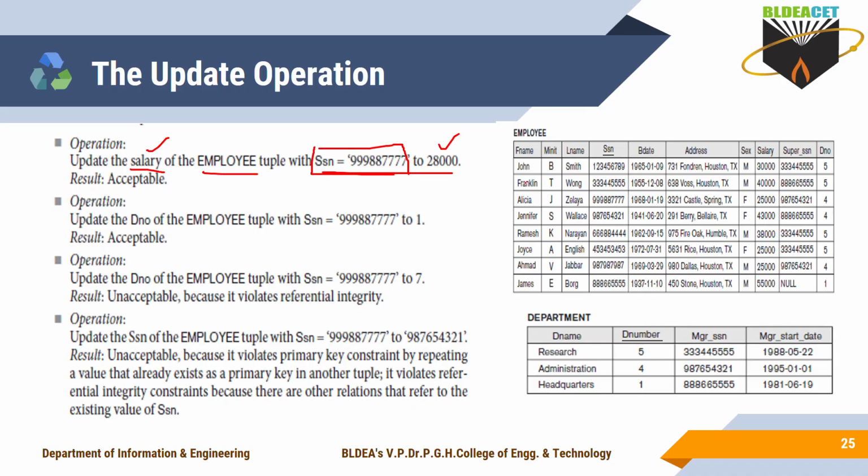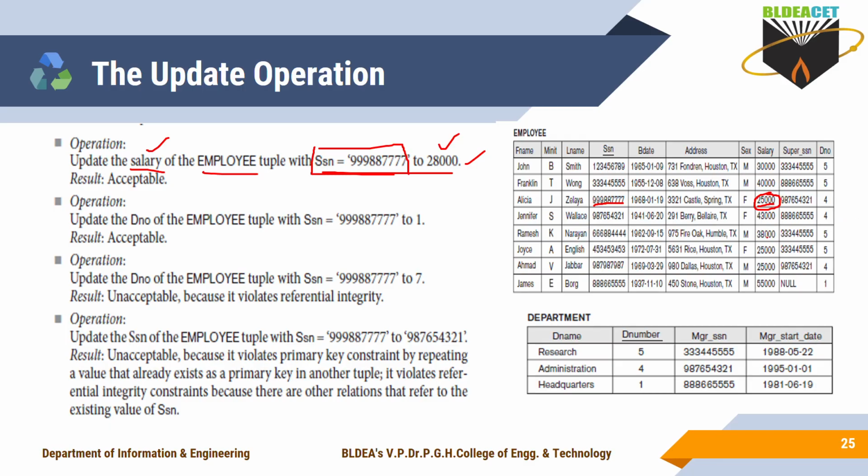Yes, I can update here. Where I am having the update as SSN. Earlier, what is the salary? 25,000. Now I want to update the salary with the new value 28,000. Yes, it is acceptable, and whenever you run this particular operation, it makes the modification in this salary. Okay. So next, update the DNO of the employee tuple with the SSN as 1.